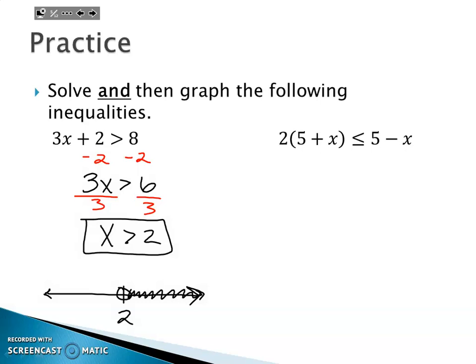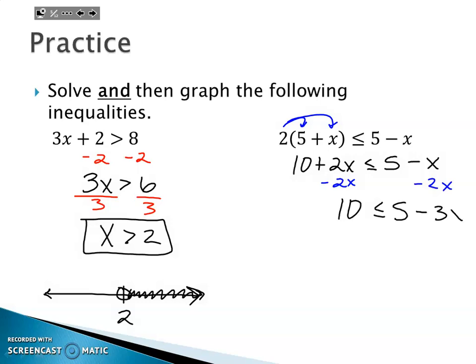Okay, next one, number 2, and I've got 5 plus x less than or equal to 5 minus x. First step I would want to do would be to distribute these. That gives me a 10 plus 2x less than or equal to 5 minus x. Now I've got x's on both sides, so probably the first thing I need to do would be to get my x's together. So I could subtract 2x from both sides. When I do that, that gives me 10 less than or equal to 5 minus 3x. Now I could subtract 5 from both sides. Gives me a 5 less than or equal to a negative 3x.